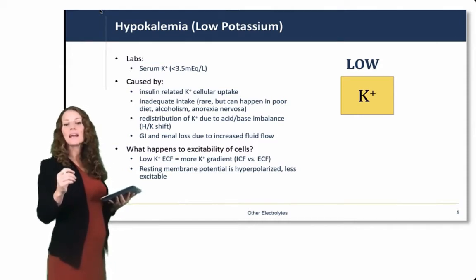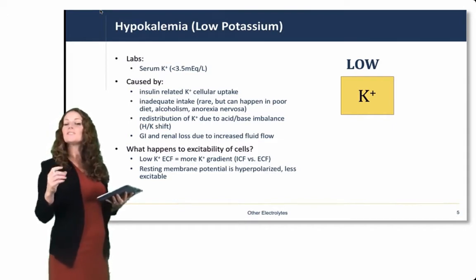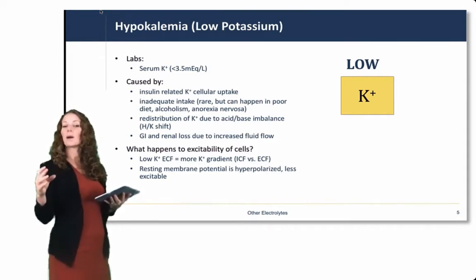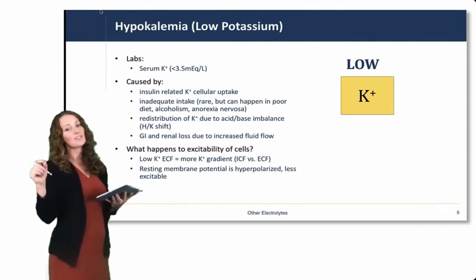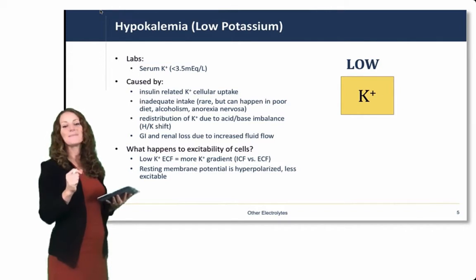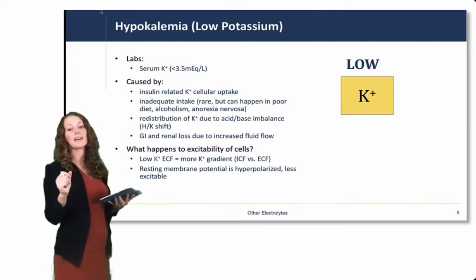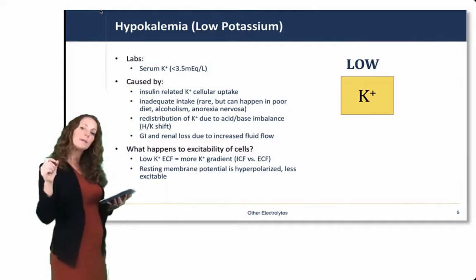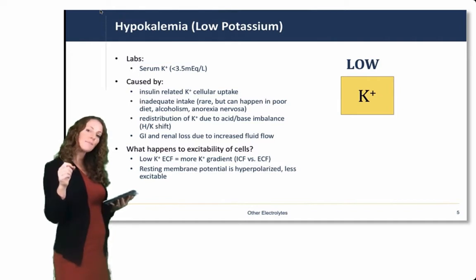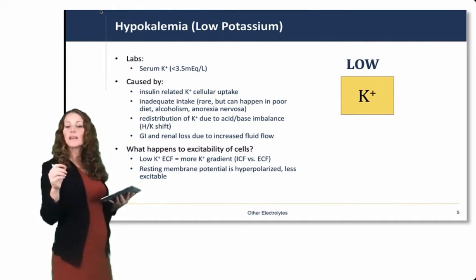Inadequate intake of potassium can also happen, although it's rare. There's also redistribution of potassium to different compartments if there's an acid-base imbalance. We call this the HK shift, and I'm going to show you this in the next slide. You can also have GI or renal losses of potassium due to increased fluid flow. And this is due to a particular potassium channel that increases when fluid flow to those epithelium increase.